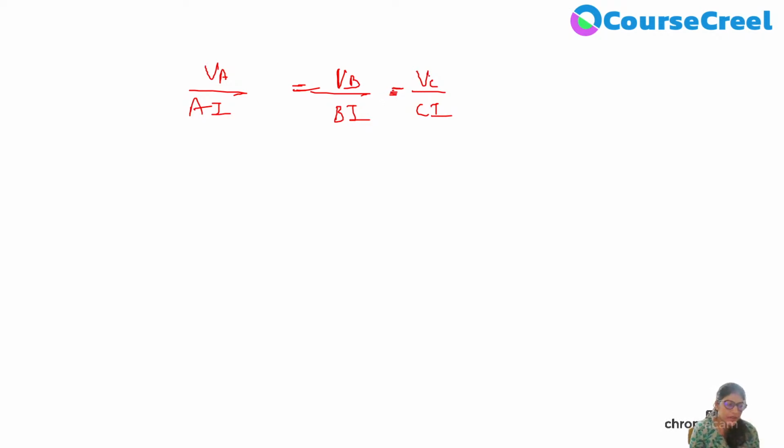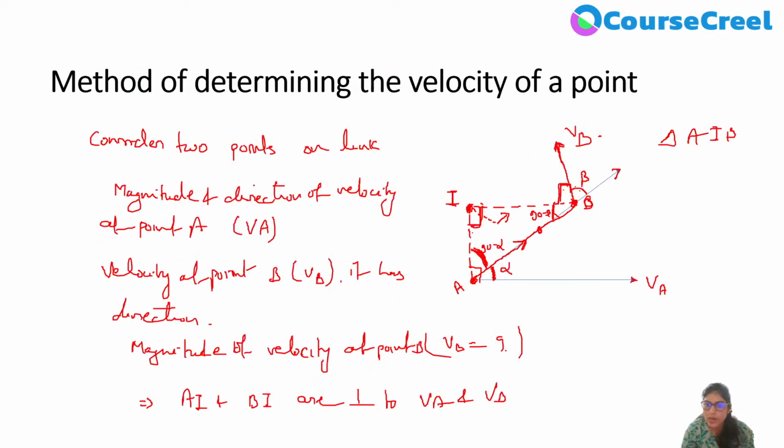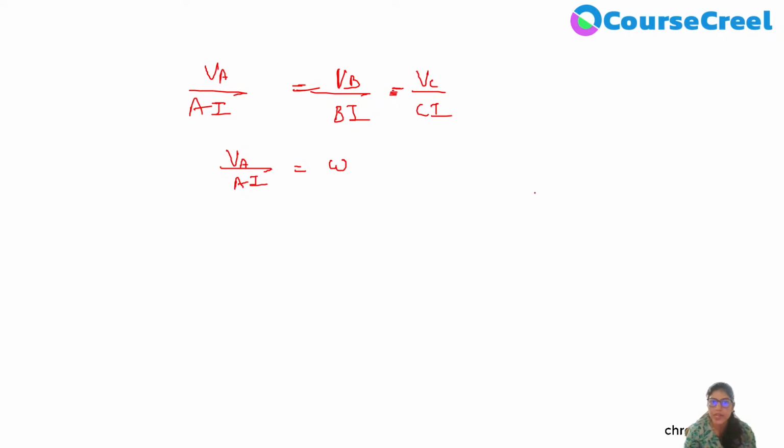Here, what is this V by AI representing? It is representing the angular velocity, V by R, right? AI is what? Point A is rotating about the center I, so AI is the radius, and point B is rotating about center I, so BI is the radius. So it will be equivalent to omega. VB by BI will also be equivalent to omega.